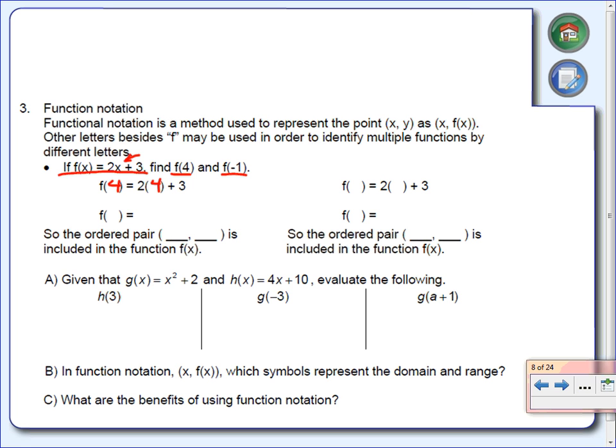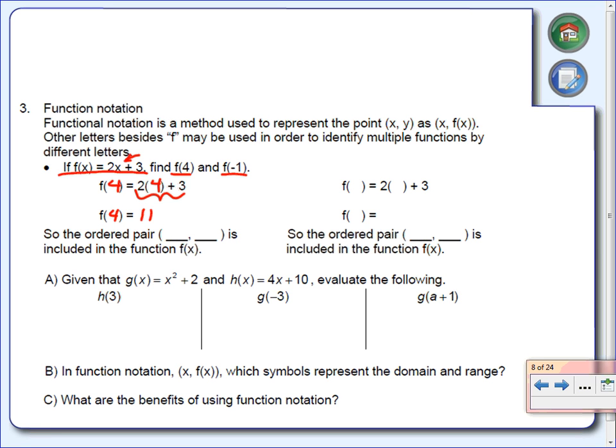All I'm going to do here is some order of operations. What do I do first? Do I multiply or do I add? In this case it's multiplication, right? Because that's what we're doing here. 2 times 4 is 8, and 8 plus 3 is 11. Therefore, f of 4 is equal to 11. In other words, the y value is 11 if I stick in a 4 for the x.